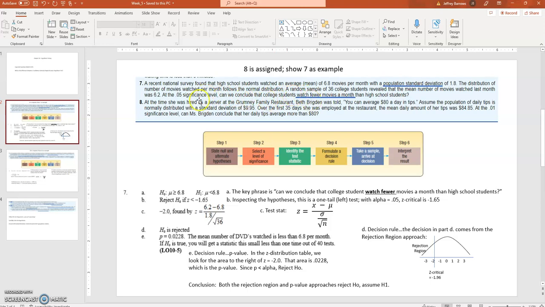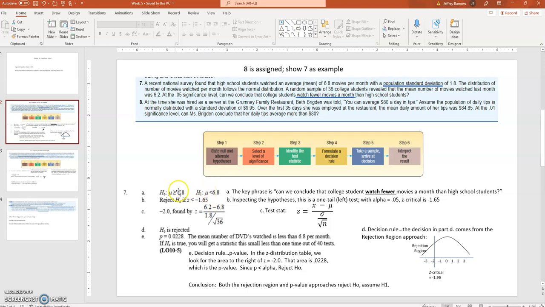And it's very clear in this last sentence: at the 0.05 significance level, can we conclude that college students watch fewer movies a month than high school students? So the null hypothesis, which will always contain equality, we're going to assume that the current population mean is at least 6.8, and what we want to test is whether the mean based on our sample is less than 6.8. So that addresses the null and alternative hypotheses.